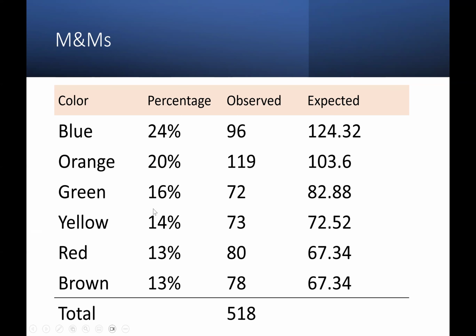Okay, and then I include some of the data from the M&M example that we did. Here is what we observed, and here's what we would expect. So you can actually do a goodness of fit test here. Does what you observed actually fit what Mars says you should expect to get? So this is a chi-squared goodness of fit test. And that concludes chapter 11.